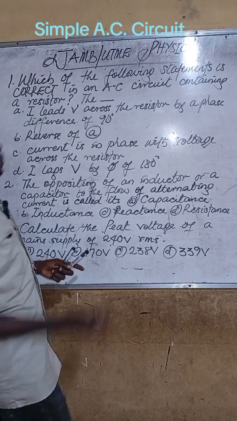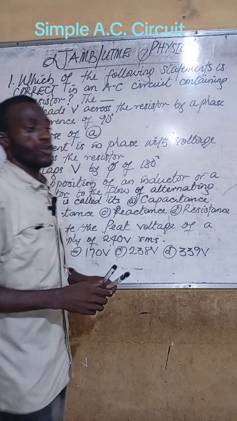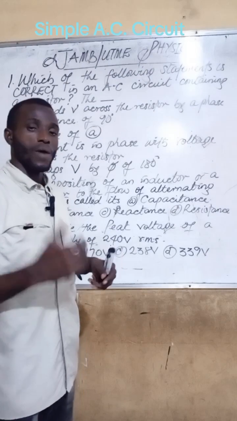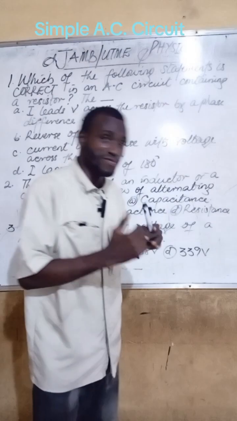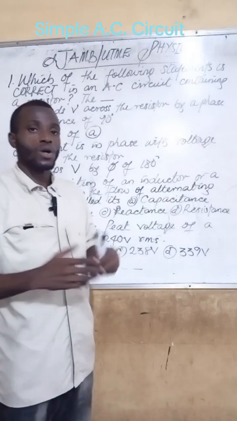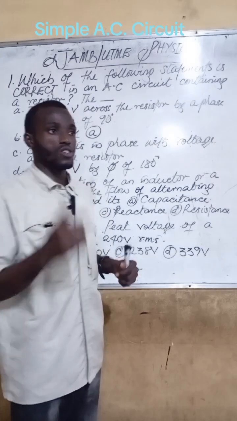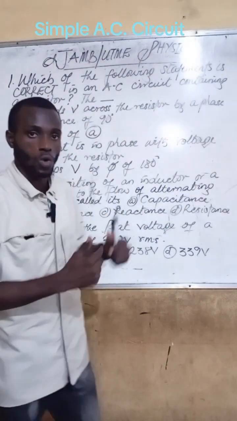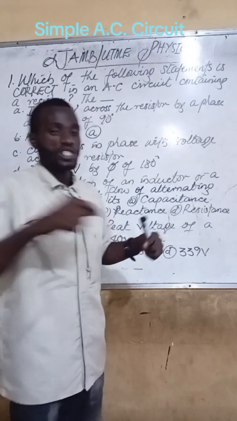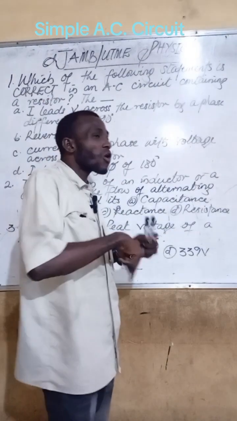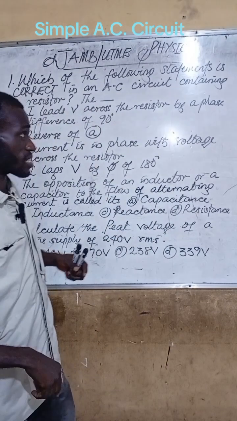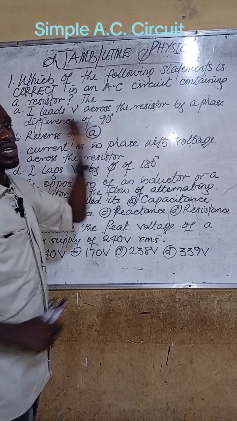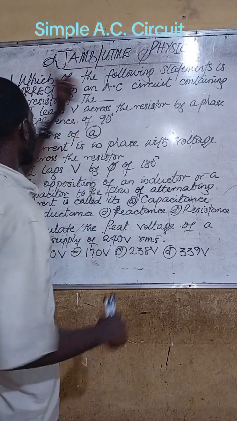Is that true? No. In a purely resistive circuit, the part of the circuit that we say is passive is the resistor. Why do we say so? A resistor is a passive electrical component. It's passive because it doesn't use up energy. What it does to the energy or the voltage that is supplied is convert it to heat energy. Work is not done on the resistor. Do you understand now? So because of that, current does not lead voltage, neither does voltage lead current.